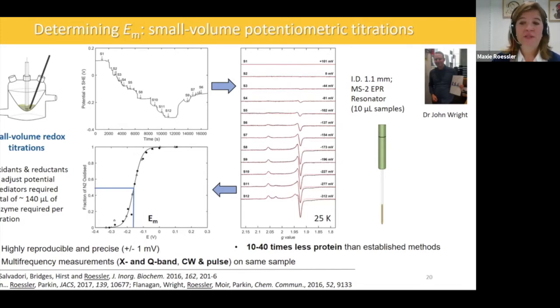small volume potentiometric titrations, since in our case, we were really extremely limited by the amount of enzyme that we can actually produce. So here we only need about 140 microliters of enzyme for the entire titration, where each sample is only about 10 microliters. Or if you really need to, you can actually push it down to 7 microliters as well. And what you can see here is we're monitoring the potential as a function of time. So we know that we really are at the potential that we think we are at.